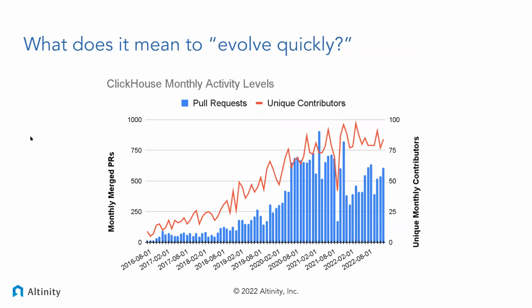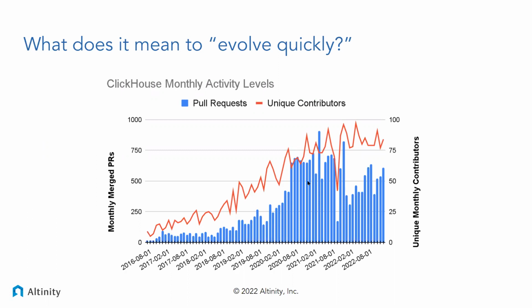So one final note before I turn it over to Vasily to talk about the details of the builds. I just want to talk about what it means to evolve quickly. These are some numbers that show you the level of activity on ClickHouse. The little blue bars are pull requests. These are merged PRs. The number averages at any given time around 500 per month. This is a lot of activity.